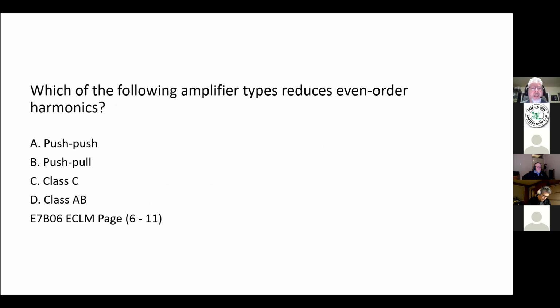Which of the following amplifier types reduces even order harmonics? A, a push-push, B, a push-pull, C, a Class C, or D, a Class AB? Bravo is correct, a push-pull.